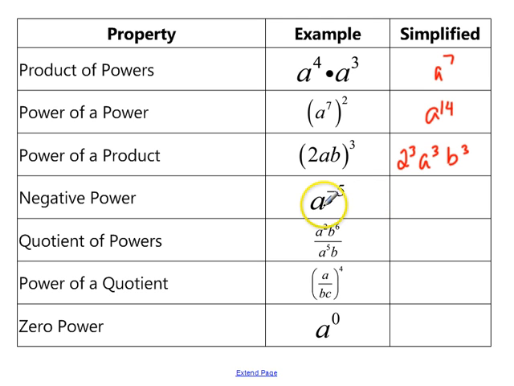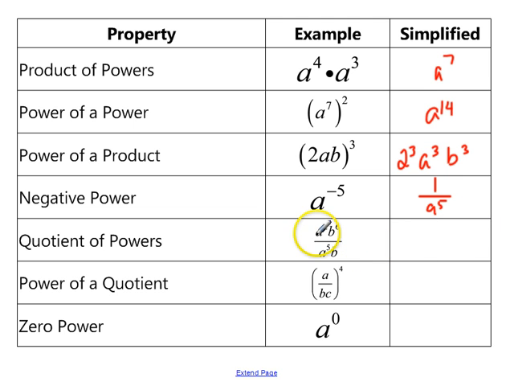A negative power is when you have a base raised to a negative exponent. Now we always want to have positive exponents. So whenever you have a negative exponent, we're actually going to take the reciprocal of just that term. So this is going to become 1 over a and then raised to a positive 5 exponent.